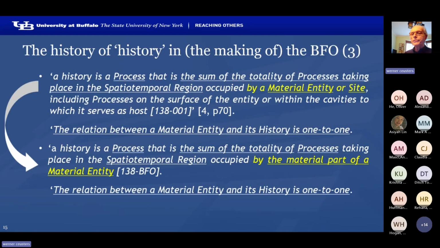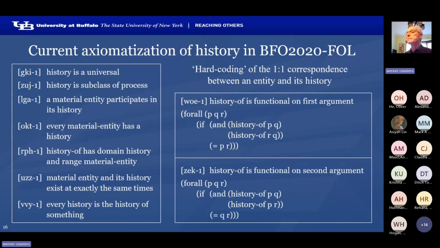So therefore, two measures were taken to solve that problem. The first one was to restrict history even more to the material part of a material entity. And secondly, to hard code, if we may say so, that one-to-one correspondence, because it doesn't follow automatically from the definitions or any of the axioms. So here you can see all the axioms that govern history in the BFO. For these ones, I just showed you the comment, but the ones in which the one-to-one correspondence is hard-coded are here on the right. That is done by making the history-of relationship functional on both the first and the second argument.